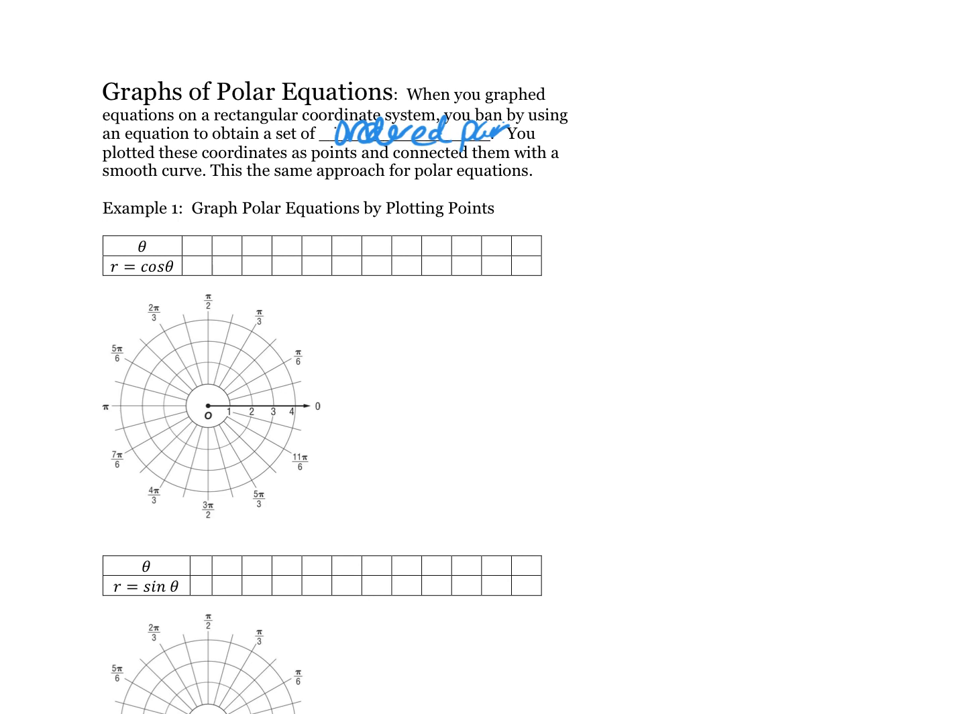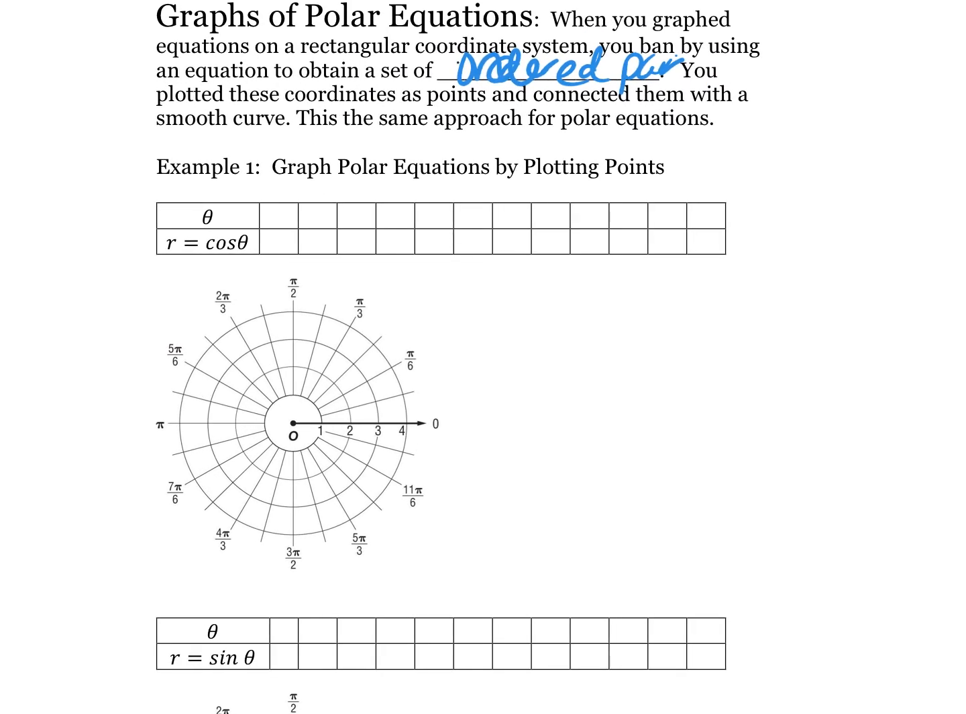If we approach this same thing with polar equations, notice you have a different graph. You have r equals cosine theta. I need to get this as thin as I possibly can because the points are going to be tiny.